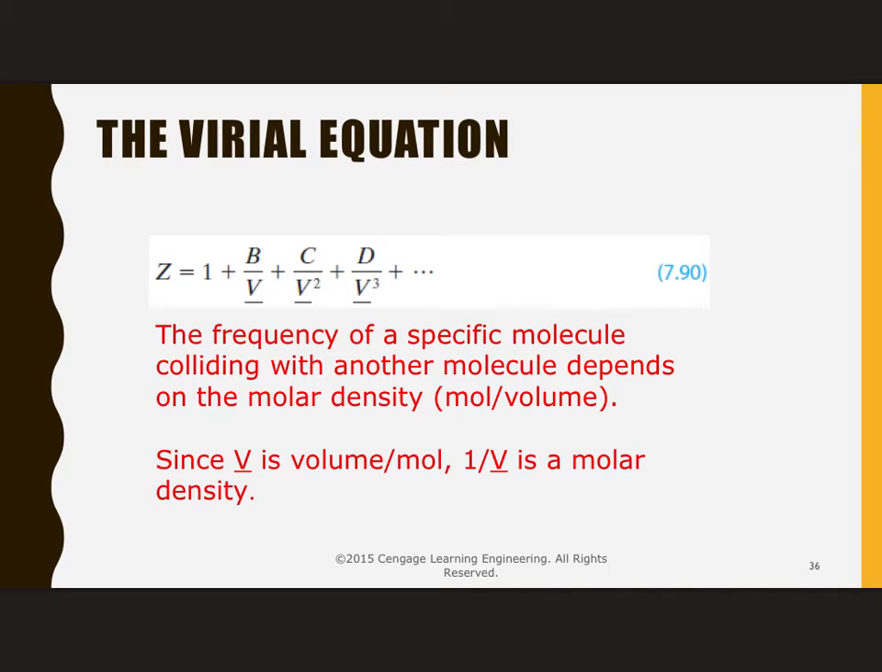The frequency of a specific molecule colliding with another molecule is going to depend on the molar density. Okay, so how close together are those molecules? Since the volume is volume per unit mole, 1 over volume is a molar density. So we could say that Z is 1 plus B times the molar density plus C times the density squared plus D times the density cubed, etc. But that density is going to really be a good predictor of how frequently the molecules bump into one another.